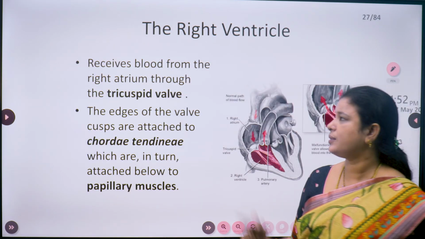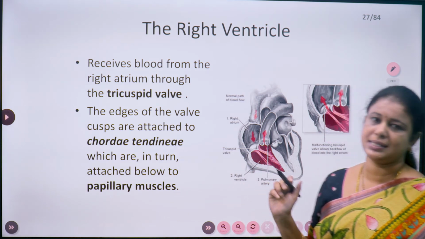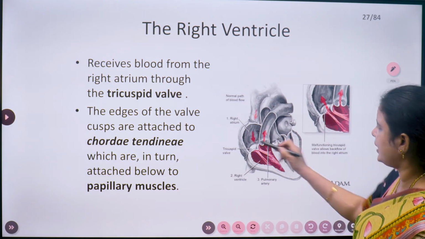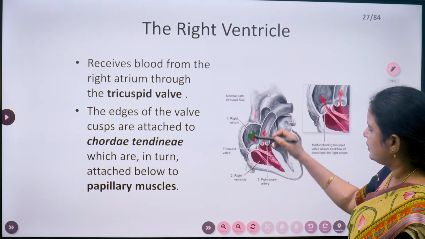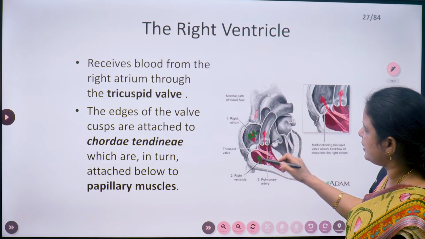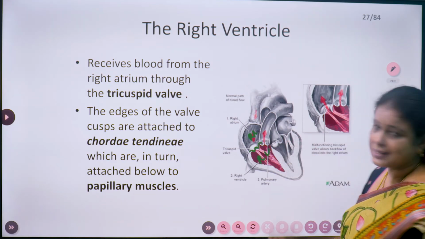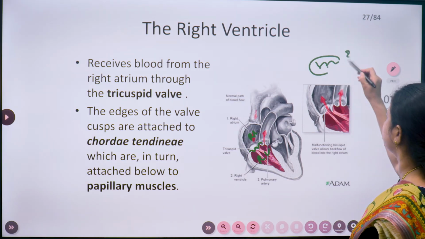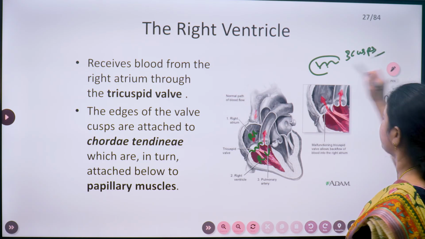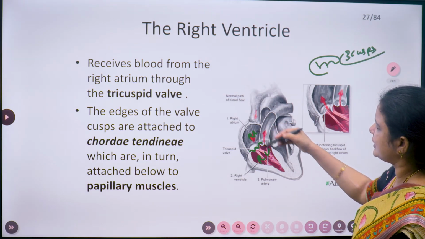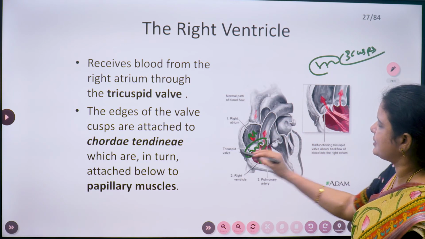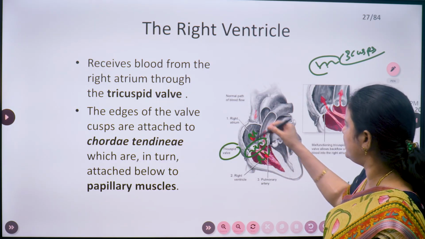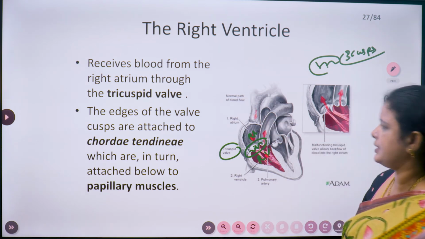Right ventricle. The right ventricle receives deoxygenated blood from the right atrium through the tricuspid valve. The right atrium will pump the blood into the right ventricle through the tricuspid valve. It will have 3 cusps. The valve between the right atrium and right ventricle is called the tricuspid valve, and it allows the blood to flow from the right atrium to the right ventricle.